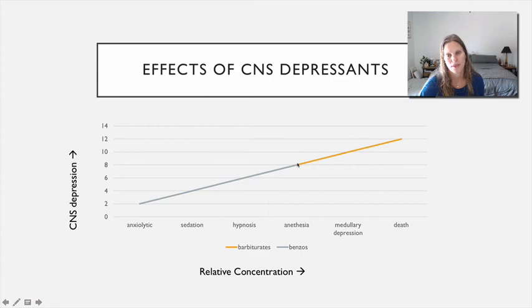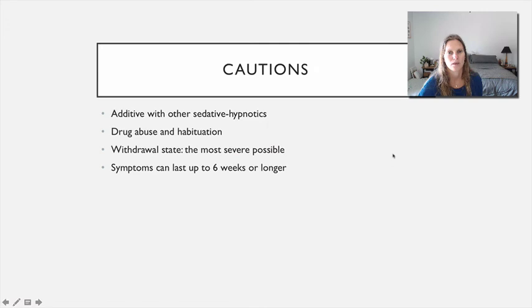But then you see the line changing from gray and orange to just orange. As we increase the dose of the barbiturate, we're going to see a continual increase in depression, getting to the brainstem, depressing the respiratory center, causing death. All right, so here are our cautions. Additive, which means if you combine them, you're more likely to get that medullary depression and potentially death.